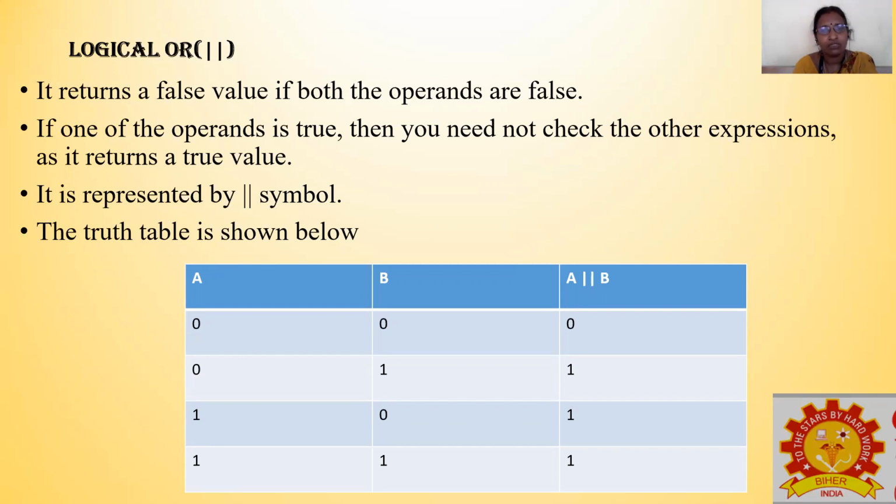A, B and A logical or B. If A equal to 0, B equal to 0, A logical or B is 0. A equal to 0, B equal to 1, A logical or B is equal to 1. A equal to 1, B equal to 0, A logical or B is equal to 1. A equal to 1, B equal to 1, A logical or B is equal to 1.